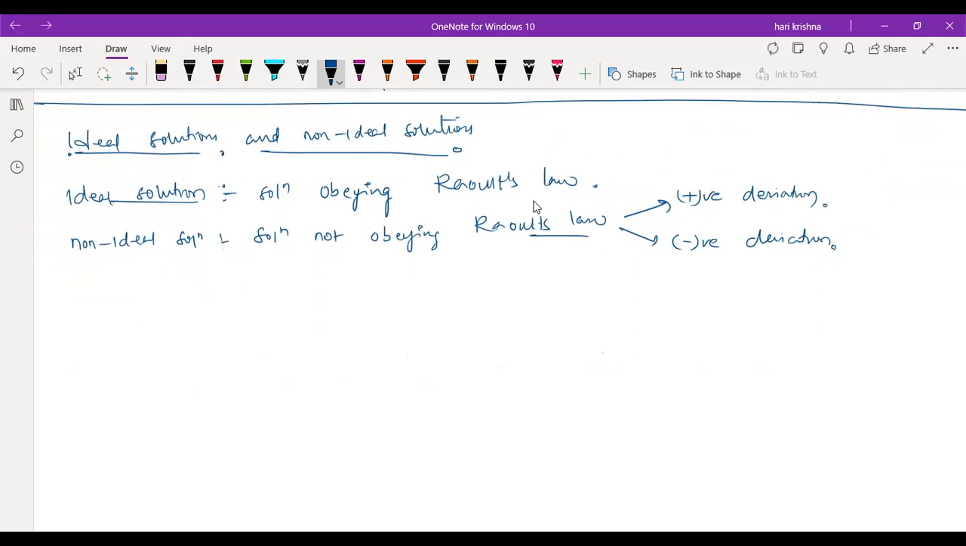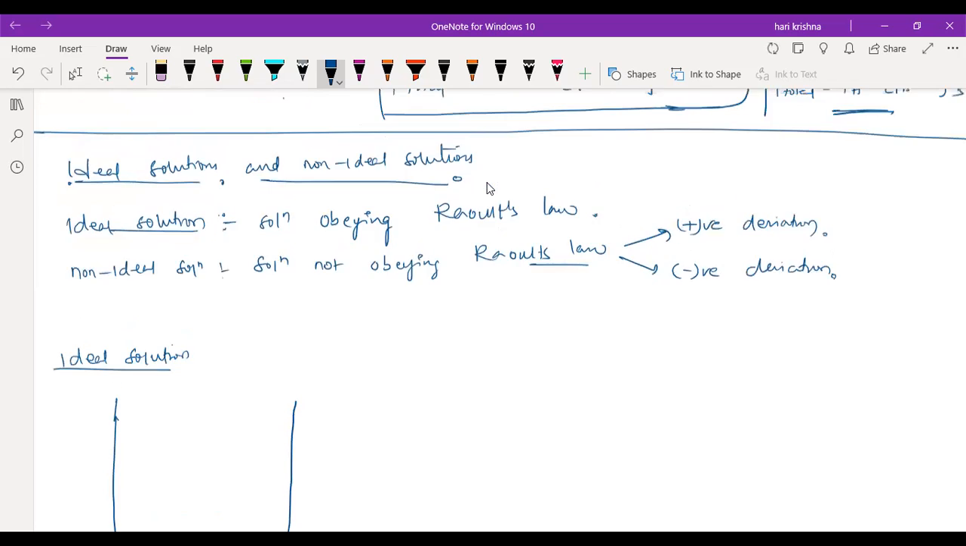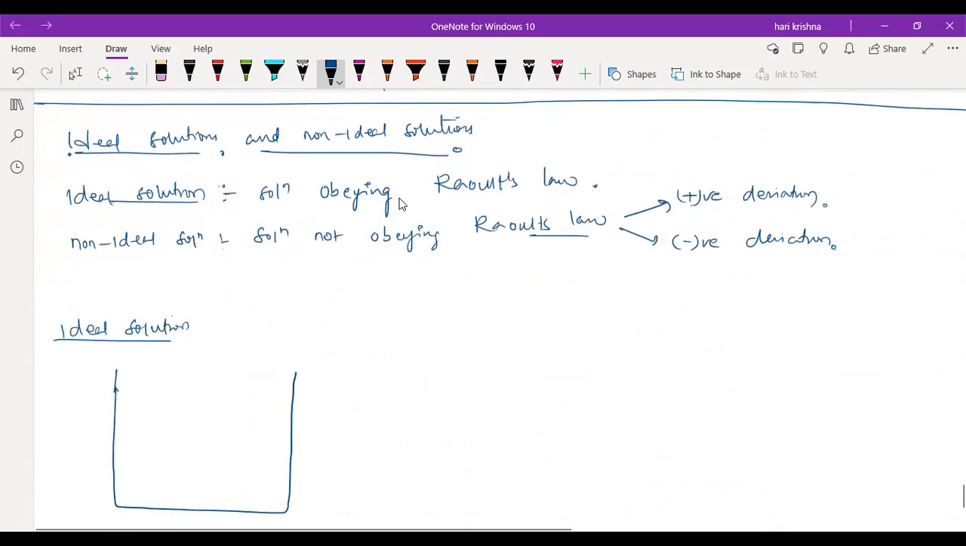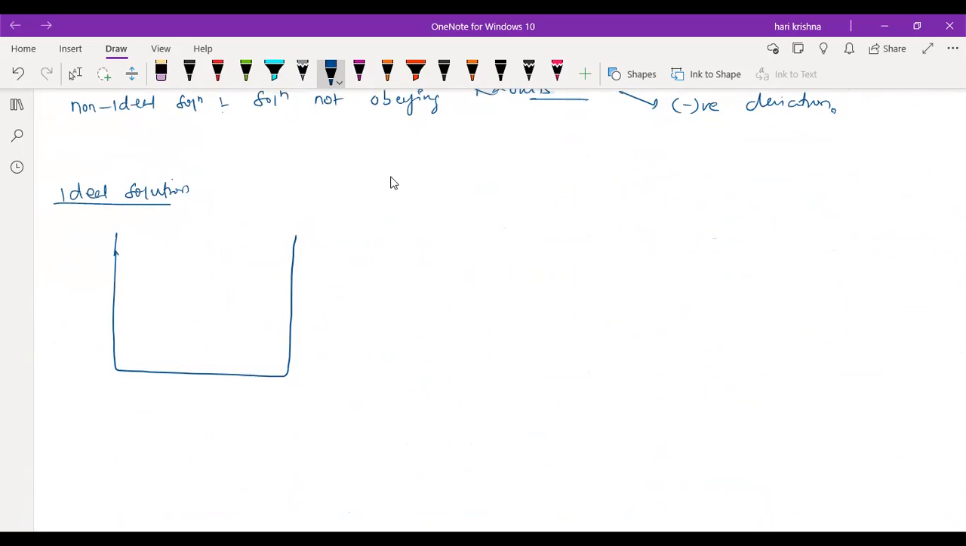First, we'll draw the graphs for these two. Ideal solution. If you want to draw the graph, it will look like this. We derived the equation, right? Raoult's law. PA, PB, PB naught, PA naught, XA, XB, and all. Those terms we'll use here in the graph. There is a mole fraction on the x-axis, and on the y-axis it is a partial pressure, or you can take vapor pressure.